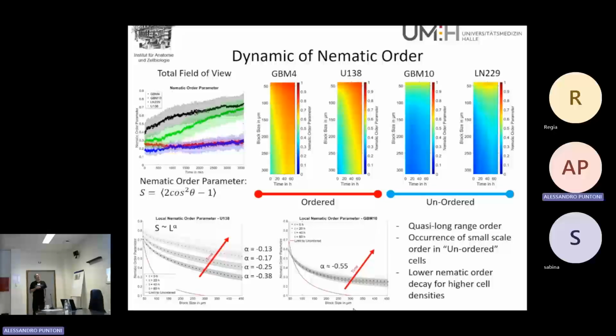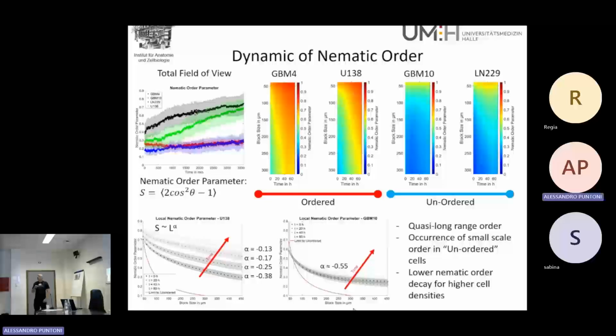As this parameter was calculated over our whole field of view, we wondered if there is order evolving on smaller spatial scales, especially in our unordered cells. So we looked at different spatial scales and analyzed the nematic order parameter as a function of space and time again. This is shown in these heat maps. I want you to look at this LN229 cell line, which shows, on a large scale, only very little order.